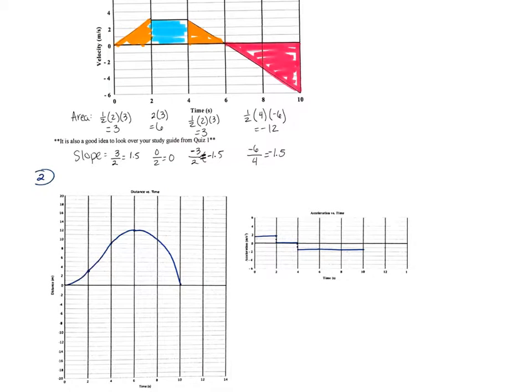Hey guys, so this is the other velocity graph from the back of your study guide, and we are making a position graph as well as an acceleration graph, and you do have to do this on your test, so please make sure you know how to. All right, so let's start with the position graph.